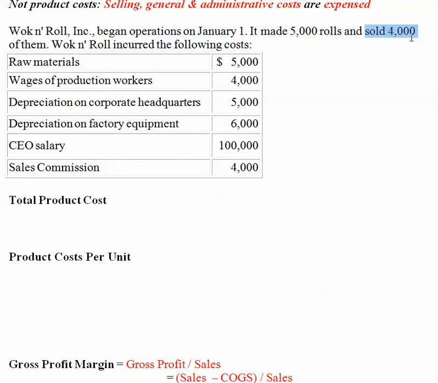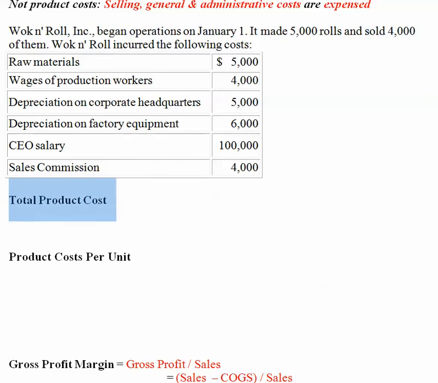They've sold 4,000. Now, the number of rolls doesn't help us when it comes to dollars. So we need to translate that into how many dollars each of these rolls cost. So the first step is you got to figure out your total product costs.